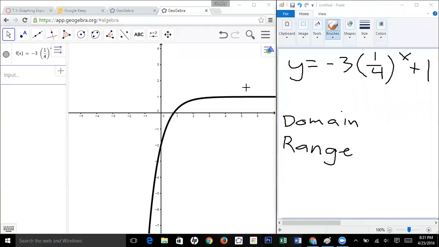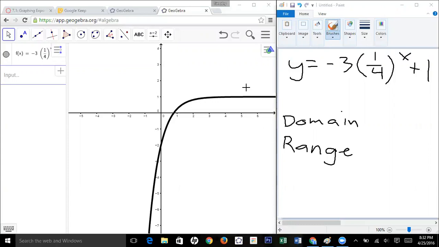Before we graph exponential functions, it's very nice to know the domain and the range of the function. That way we have an idea of where this graph should even be going. Off to the right, we can see the function y equals -3 times 1/4 raised to the x plus 1.